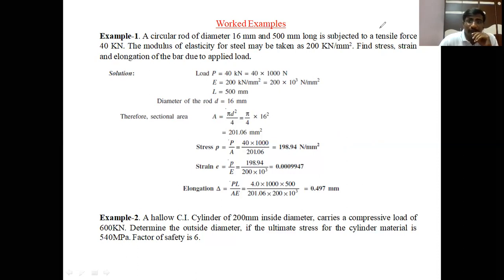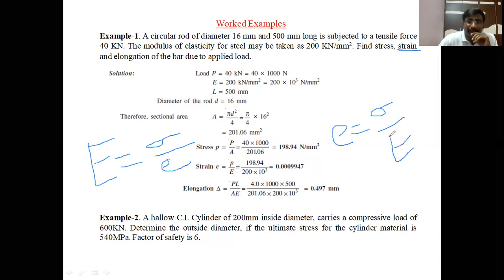Coming to the strain, how to calculate the strain? Strain is nothing but change in length by original length. Otherwise, we have another equation for the strain. From Hooke's law, E can be written as linear stress by linear strain. Isn't it? Stress by strain is the Young's modulus. From this equation, the strain can be written as sigma divided by capital E, Young's modulus.